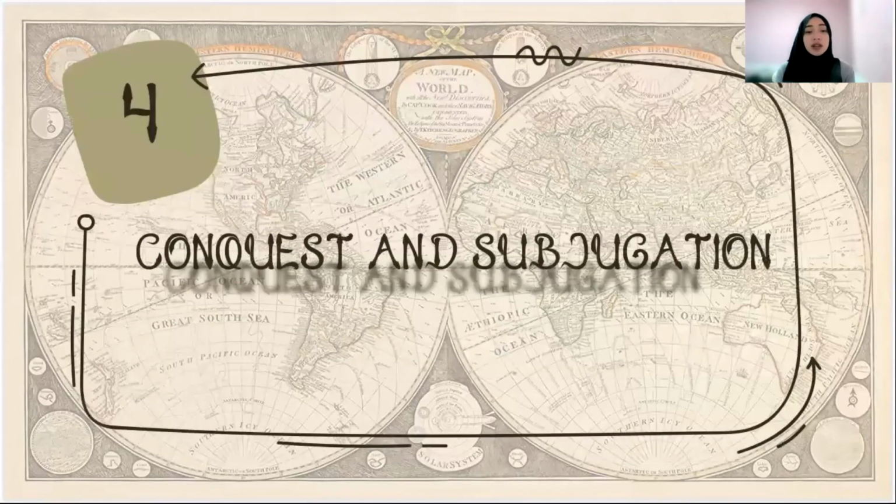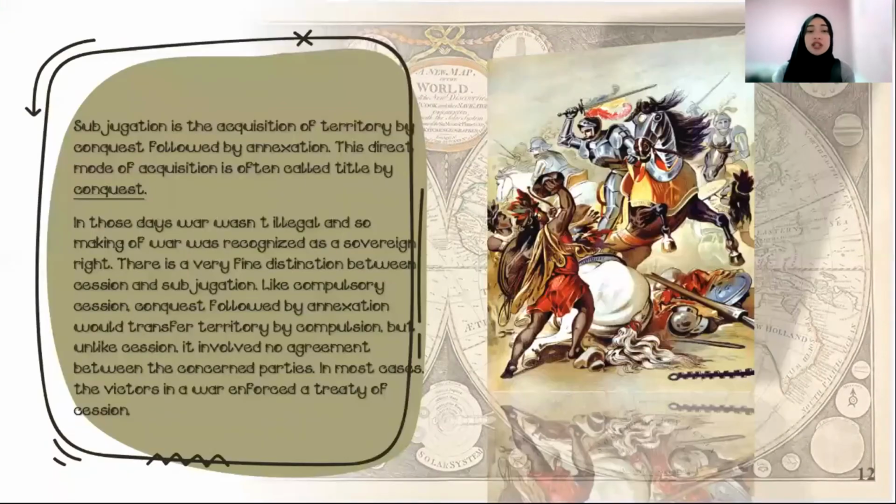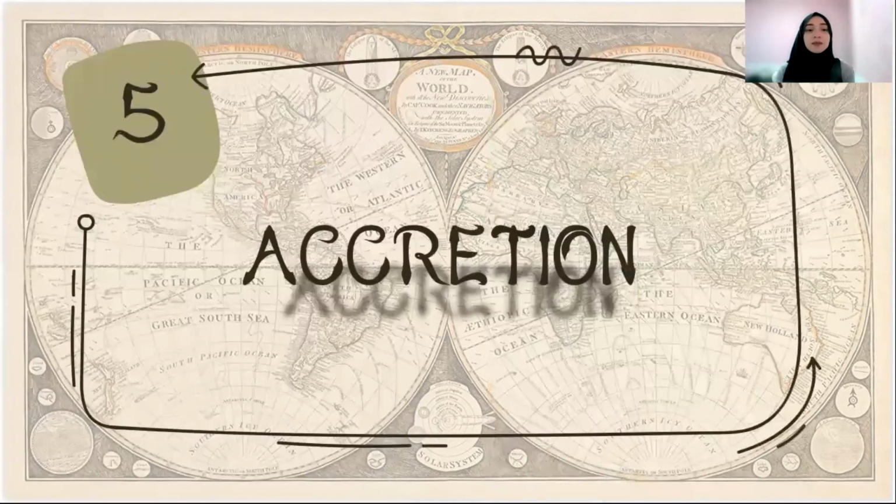Now, the fourth mode is conquest and subjugation. Subjugation is the acquisition of territory by conquest followed by annexation, and this is a direct mode of acquisition, which is often called title by conquest. With the coming into force of the United Nations Charter, the acquisition of territory by conquest may no longer be legal under international law. However, to this day, some states persist in acquiring territory by the use of force, such as the invasion of Kuwait by Iraq.